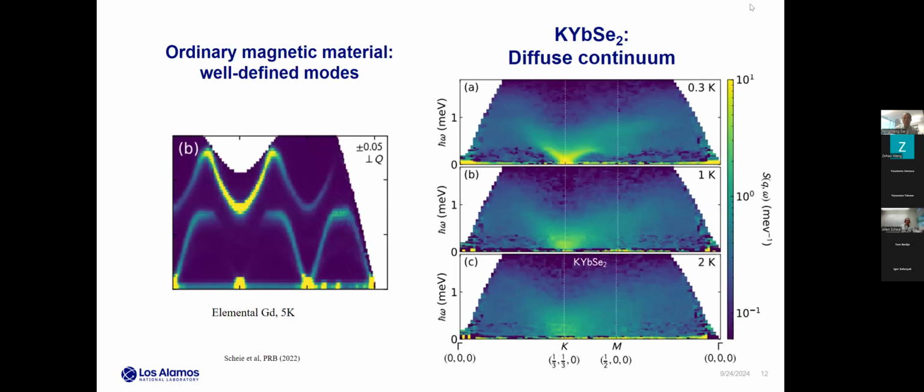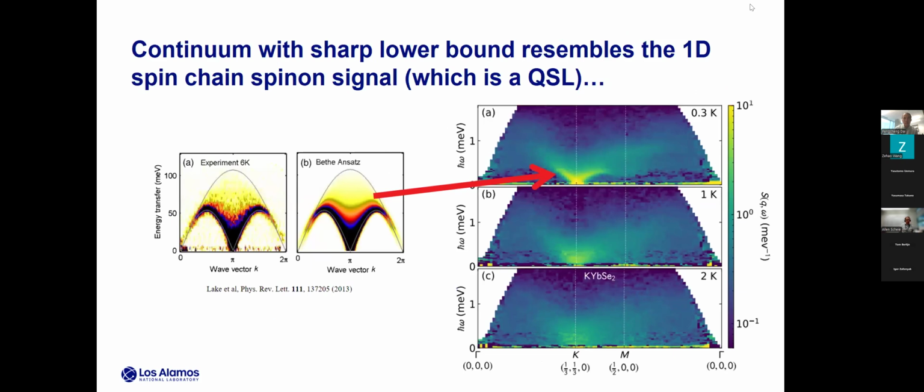All right, next slide. If you're familiar with looking at neutron scattering data, you'll notice this doesn't look like your typical magnetic material. Your conventional magnetic scattering looks like what we have on the left. This is elemental gadolinium, a textbook ferromagnet. And in that case, you have these really sharp, well-defined magnon modes. But for the potassium ytterbium selenium-2, what we have instead is a diffuse continuum.